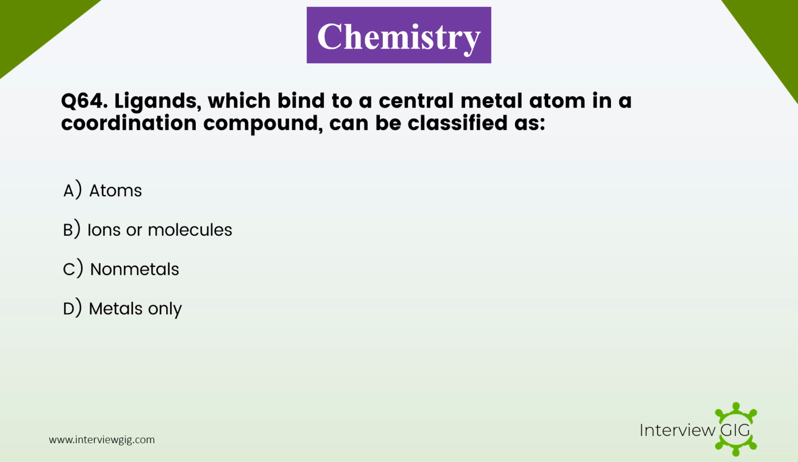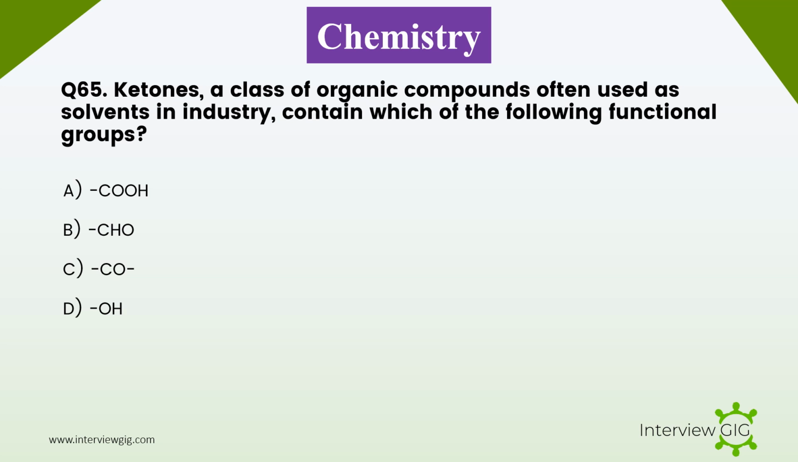Next question. Ligands, which are ions or molecules that bind to a central metal atom in a coordination compound, can be classified as A. Atoms. B. Ions or molecules. C. Nonmetals. D. Metals only. Answer B. Ions or molecules.